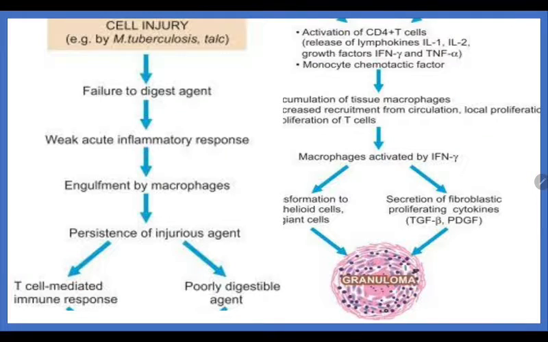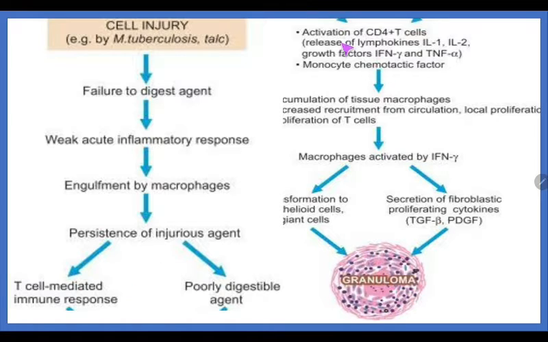Let us now see how the granuloma is formed. Basically there is a cell injury and there is an antigen, and there is failure to digest the antigen. Now the macrophage is going to engulf it. Then there is a weak acute inflammatory response. The same macrophage is engulfing it. There is resistance to the persistence of this injurious agent. It will not get digested, or there will be a T cell mediated immune response.